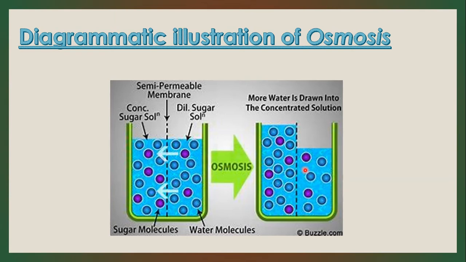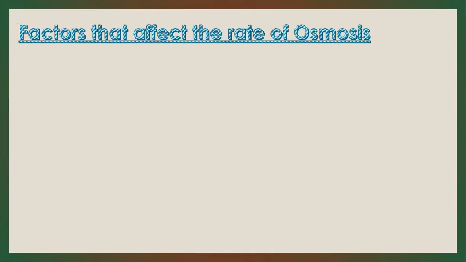So the result, after some time, 6 or 7 hours, we have water moving so much into this region. Therefore, the level of solution here becomes higher and that of water will decrease. So this represents osmosis, pictorially or diagrammatically. Now let's move on to look at the experiments.